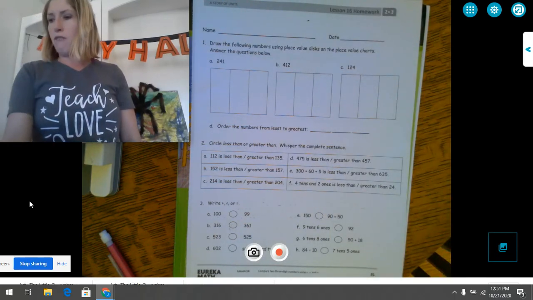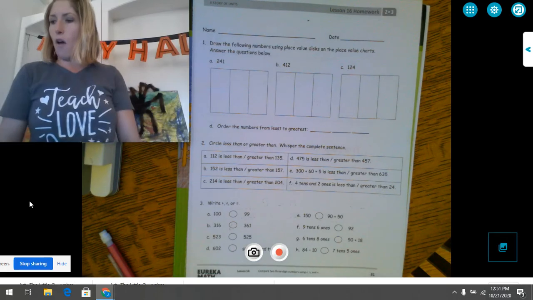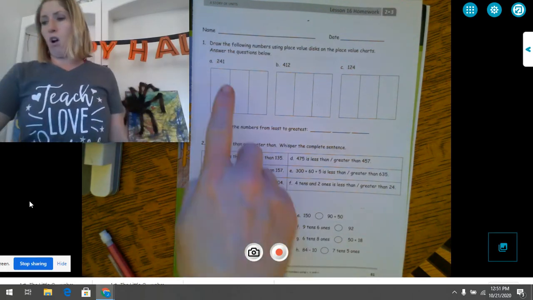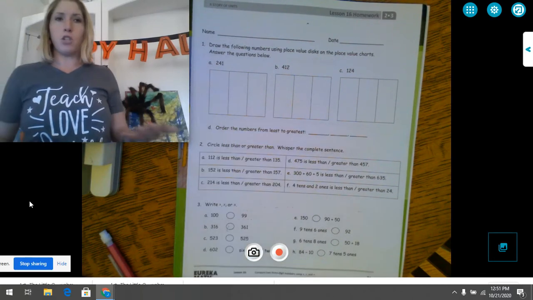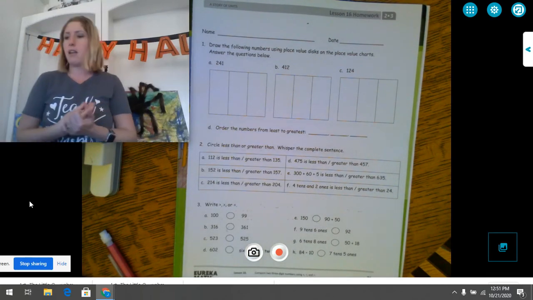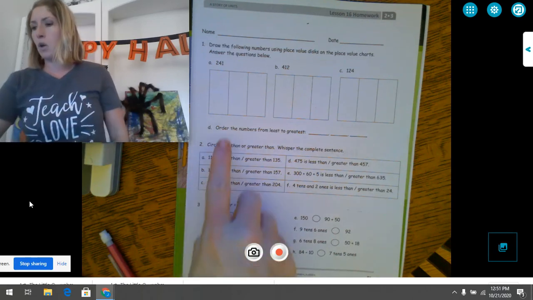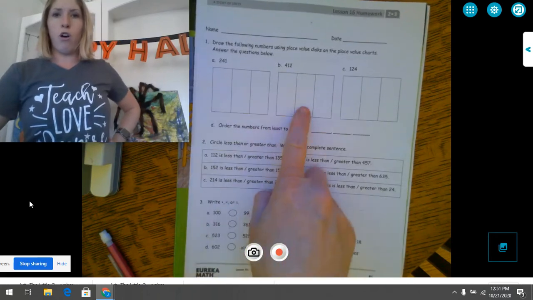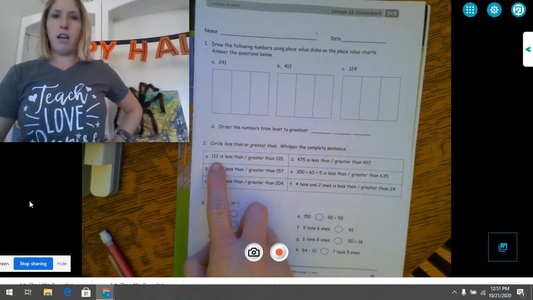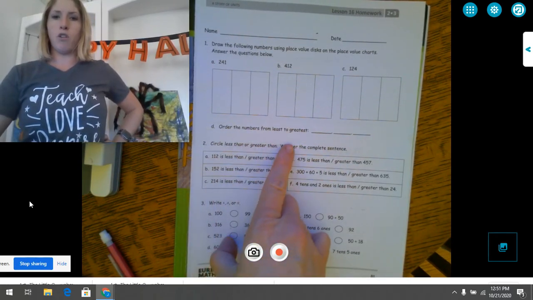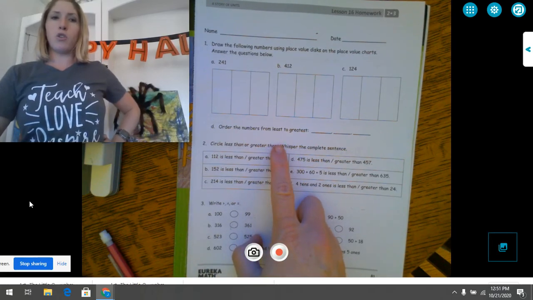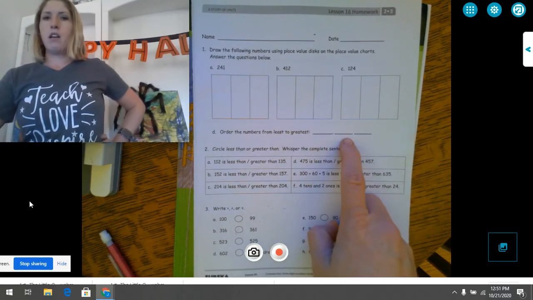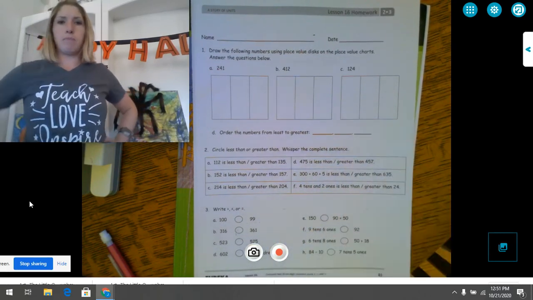So they want you to draw the following numbers using place value discs on place value charts. So what you're going to do is 241. You're going to draw your circles on the place value chart to show 241, just like we did on the problem set. And then you have a couple answers underneath. It says, order the numbers from least to greatest. So after you draw all three of these on the place value chart, now you're going to order the numbers from least to greatest. So least means smallest, greatest means biggest. So the smallest number goes here, the middle number goes here, and the greatest number goes last.